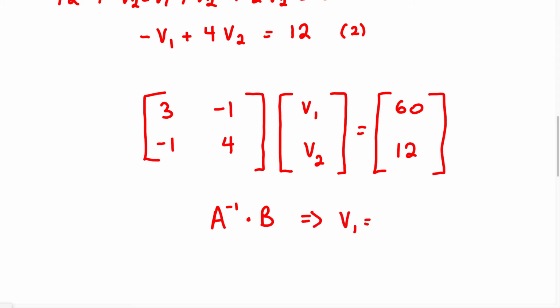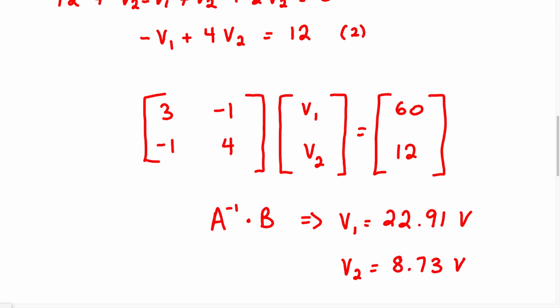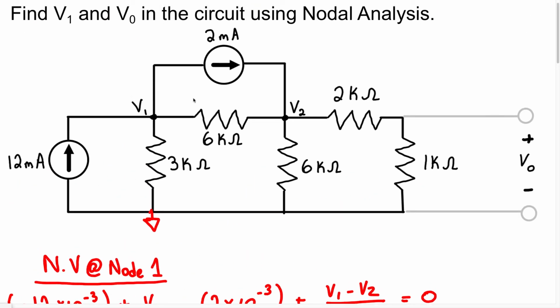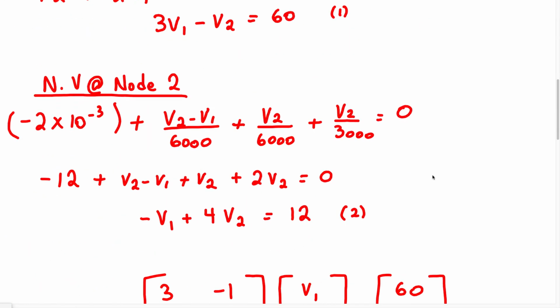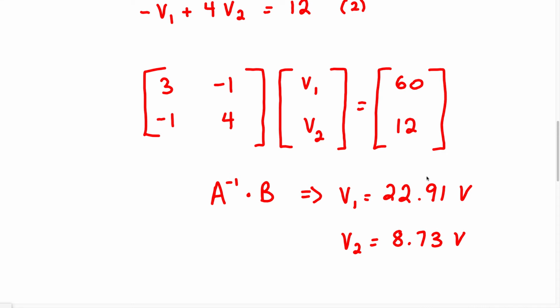V1 equals 22.91 volts and V2 equals 8.73 volts. Now let's scroll back up. The question wanted us to find V1, which is the voltage at this node, and V0 in the circuit. Now we found V1. Now they want us to find the voltage V0, which is the voltage across this 1K resistor. So we found the voltage V1. So we know this is one part of our answer.